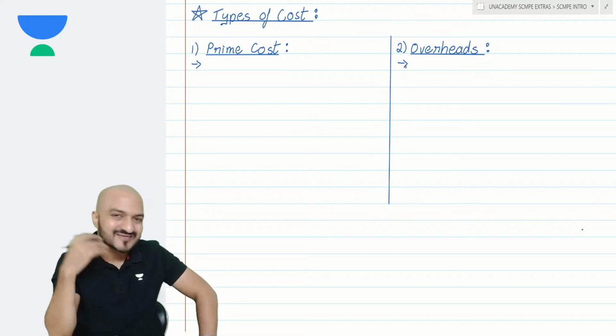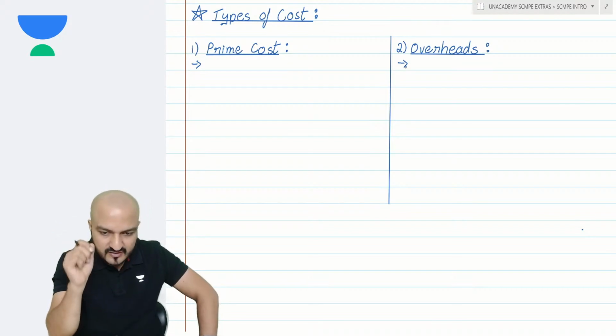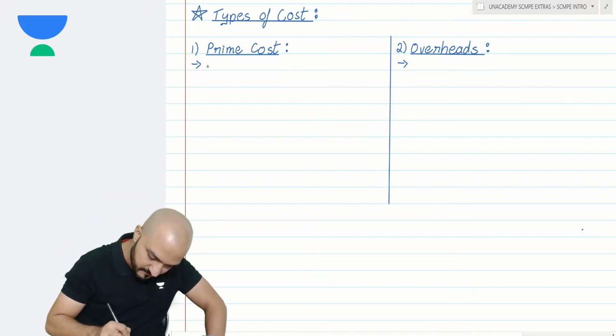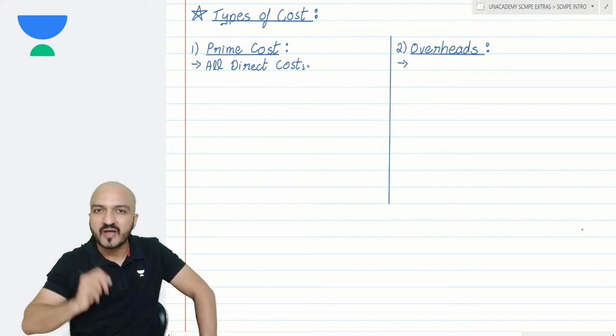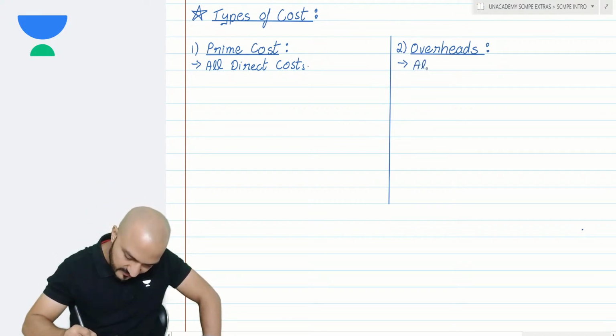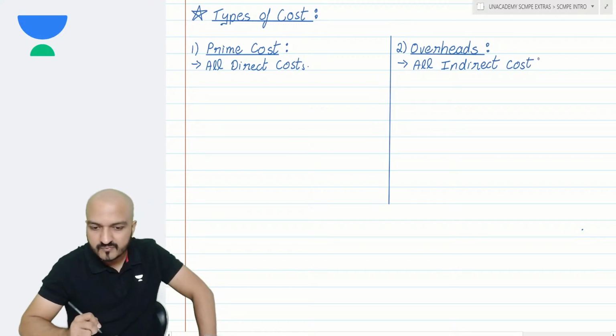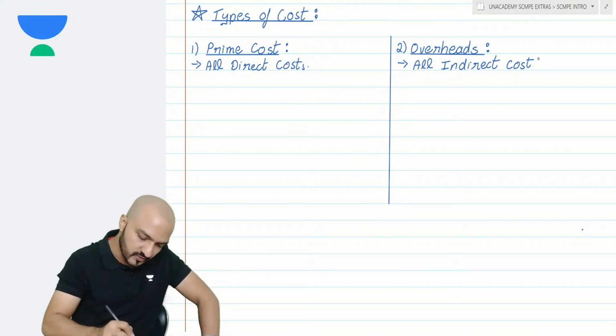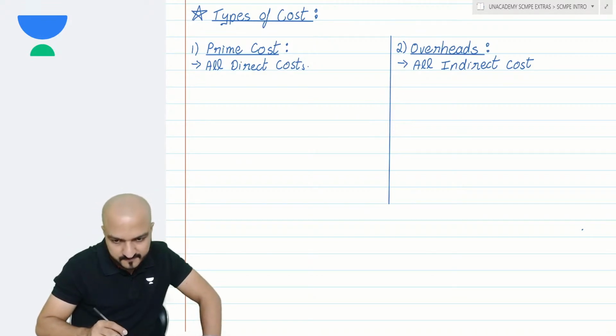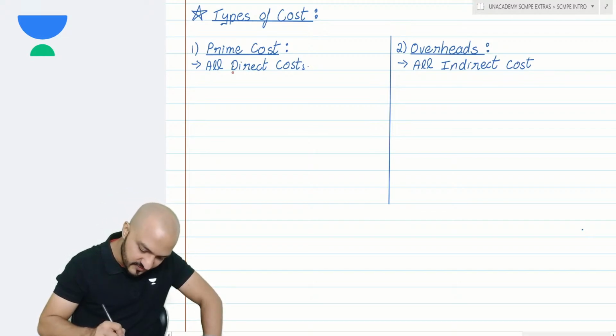Razia, fixed and variable bifurcation we will learn later, not now. But right now, yes, my prime cost means all items of direct costs are together called prime cost, and overheads means all items of indirect cost. So chalo, tell me, what is direct cost, what is indirect cost? Direct means what, indirect means what? Yes, Maruti. What does direct mean?